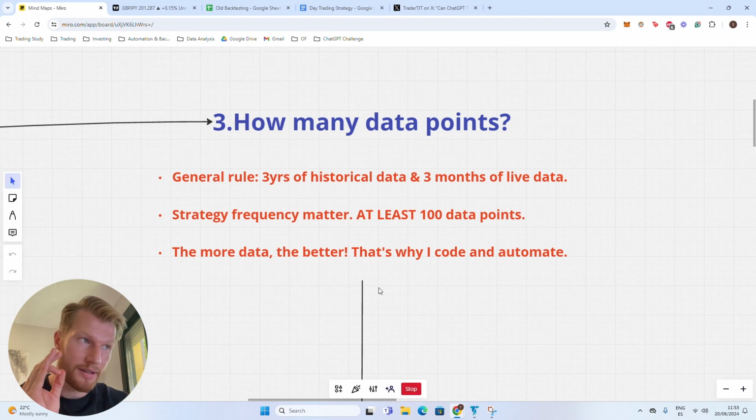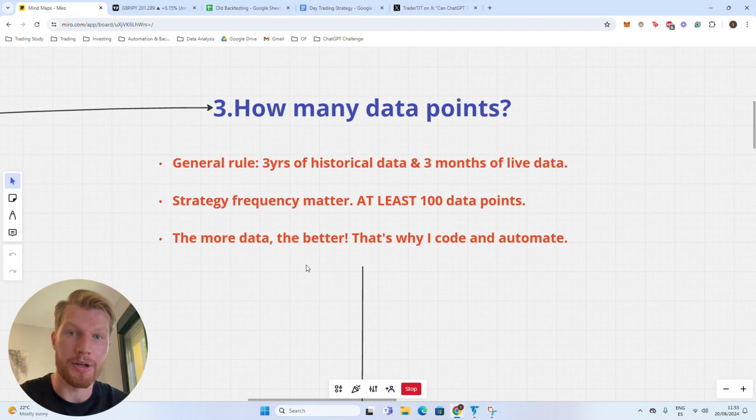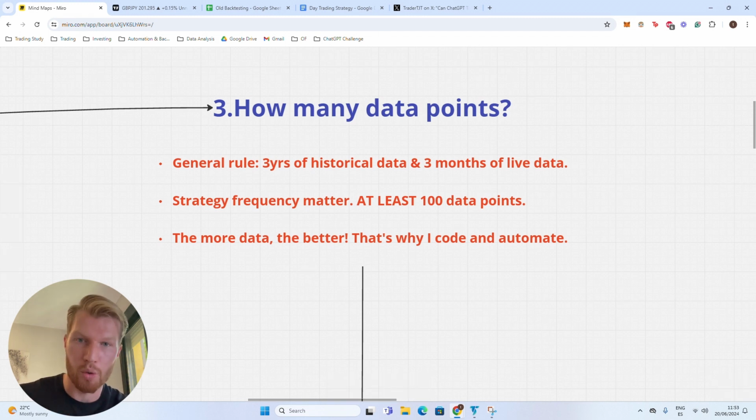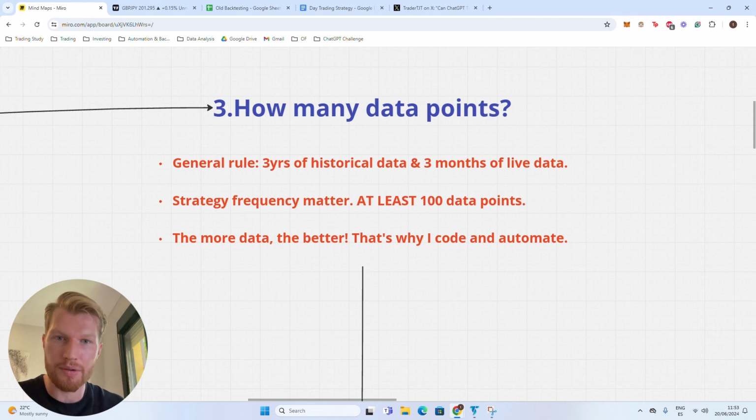Now, the final point here is the more data, the better. The more data you can get, generally the better, because you can start to conclude more things, right? You can analyze more sections of the data. There's just more information. And that is why I personally code and automate my strategies, which is something I'll show you toward the end of the video. That's how you get the real data. That's how you get lots and lots of data. And that's how you can really backtest effectively.